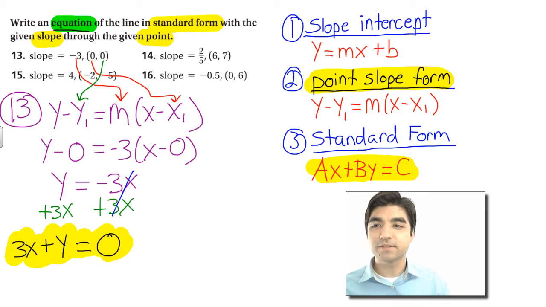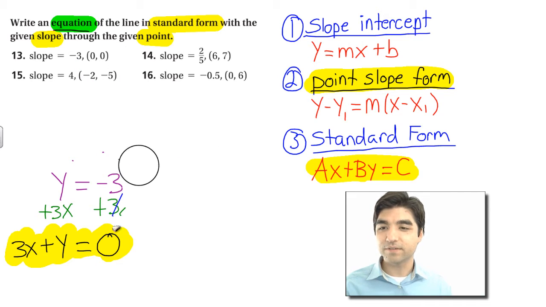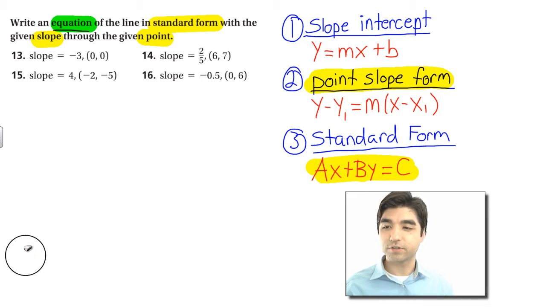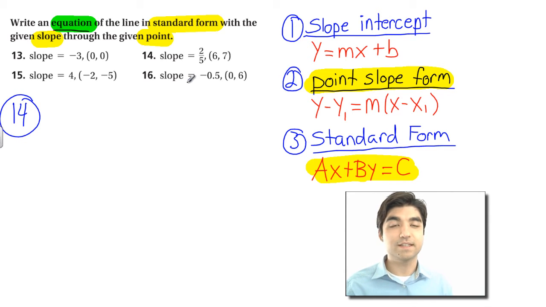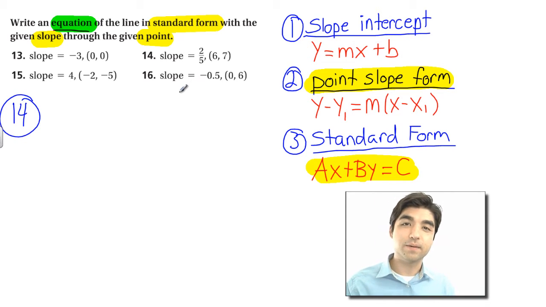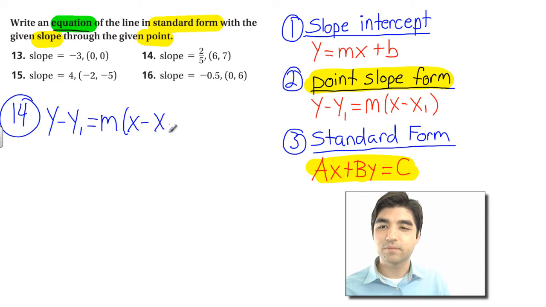Now let me erase this so I can do number 14. If you have the idea down, you can try number 14 on your own and then double check with my answer to see if you get it right. But let's try it out. So 14, they give us again another slope and a point here. So I'm going to write my general equation here, y minus y1 equals m times x minus x1.